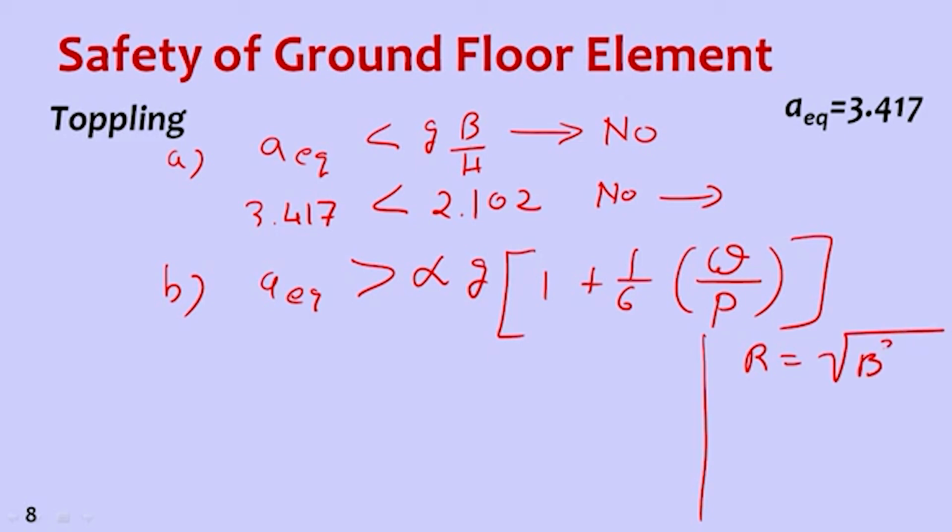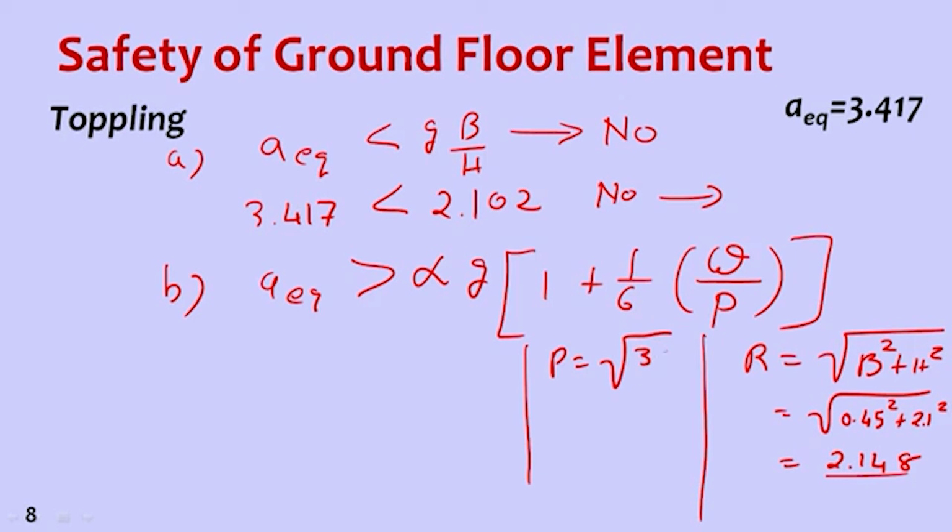P depends upon H, so first of all I will calculate R. R is the root of B square plus H square. So here B square is 0.45 square plus 2.1 square, which will give me a value of 2.148. I will use this R for the calculation of P, which is nothing but the root of 3G upon 4R. Now substituting the value of R, I will get the value of P as 1.85.